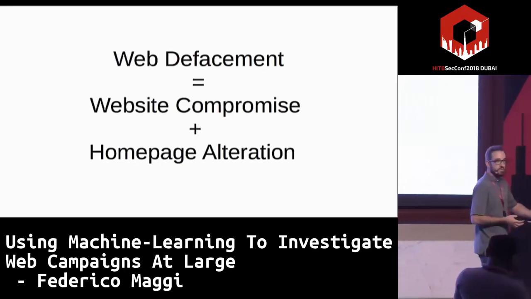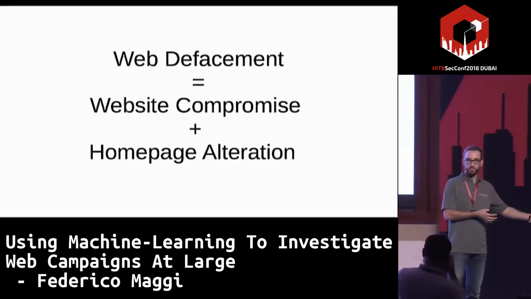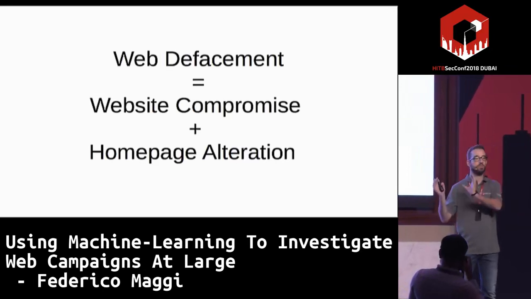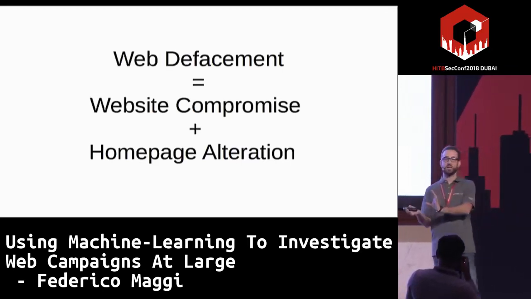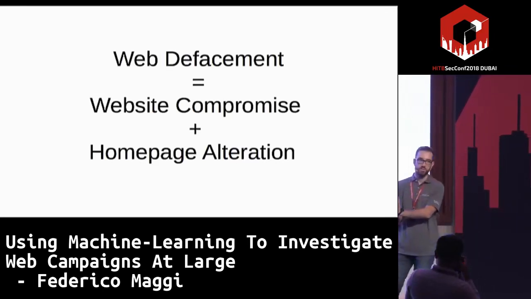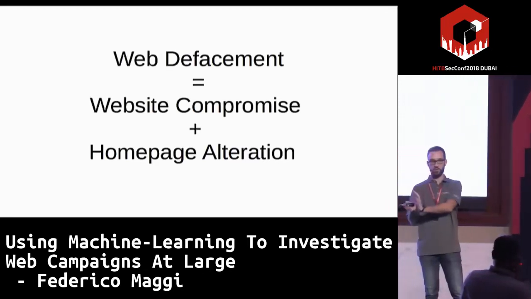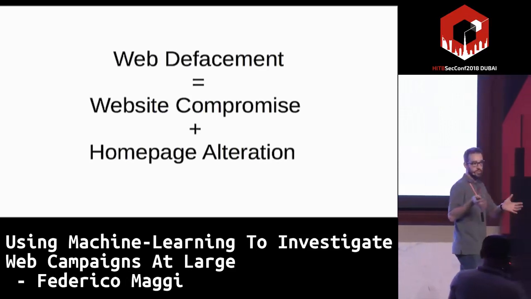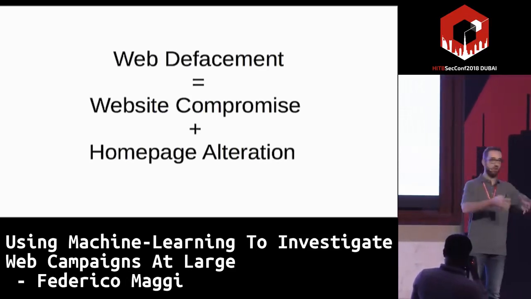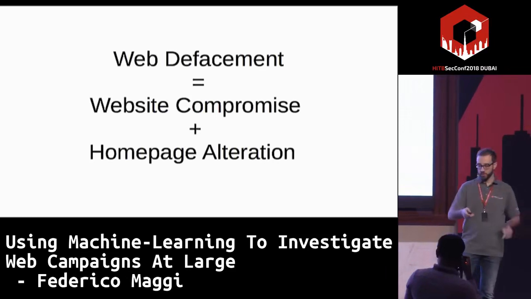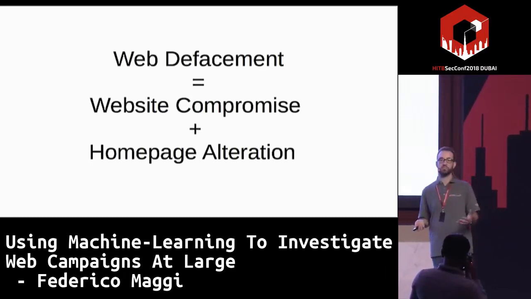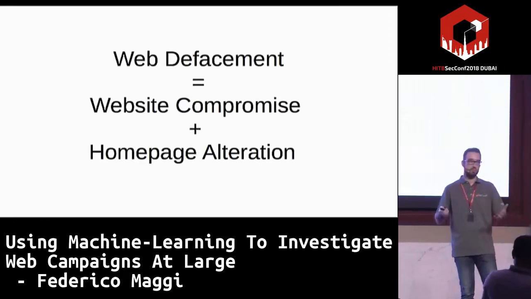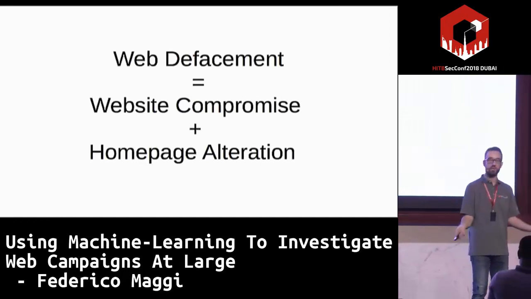And then we have the alteration part. The goal of the bad guy here is to post some arbitrary content on the homepage of a website that he or she has control of. Of course, the interest is to put that content on the homepage so everyone can see it. And the higher the profile of the website is, the better it is from the attacker's standpoint, because the message will be seen by more and more people.